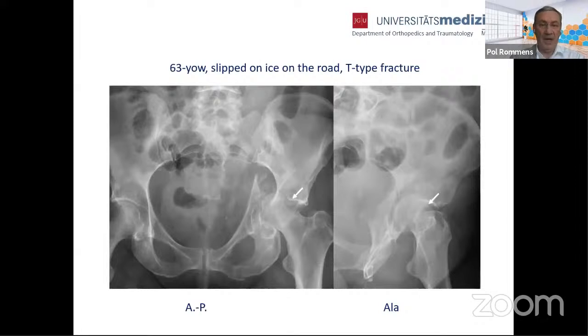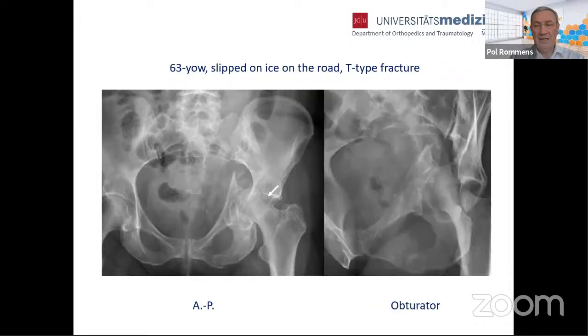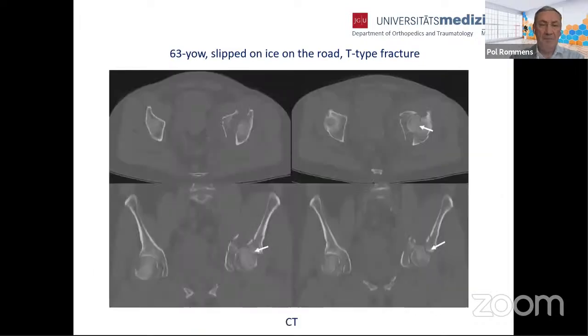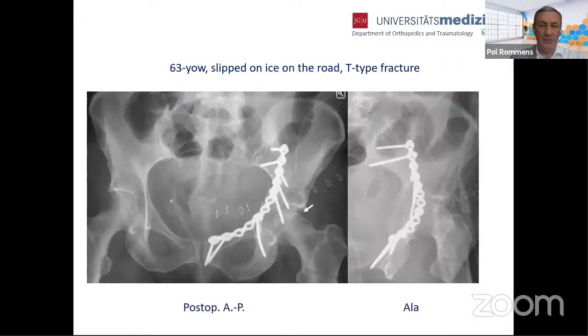And here you see another patient, 63-year-old, slipped on ice. He had a T-type fracture, but you immediately can recognize the damage to the femoral head already that was sitting on the sharp edge of the acetabulum. Here, the obturator view and the AP view, and in the CT scan, you can recognize a combination of subchondral impaction together with a damage, huge damage to the femoral head. Nevertheless, we did an open reduction internal fixation.